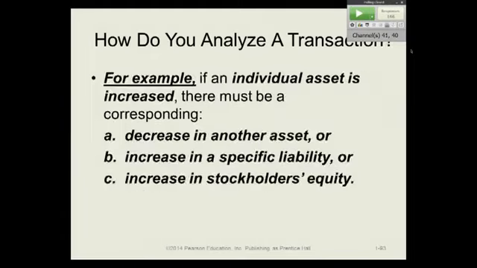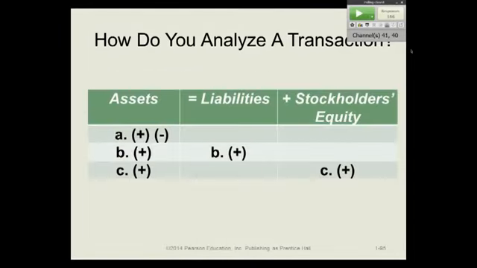So, for example, if you have an individual asset that increases, and I'll show you this on an equation in a second, if the equation increases an asset, then you have to either have another asset going down, or a liability going up, or stockholders' equity going up. So, in terms of the equation, that's what it looks like. So that transaction A says, well, I might have used cash to buy office supplies, right? You're swapping assets. Equation balances.